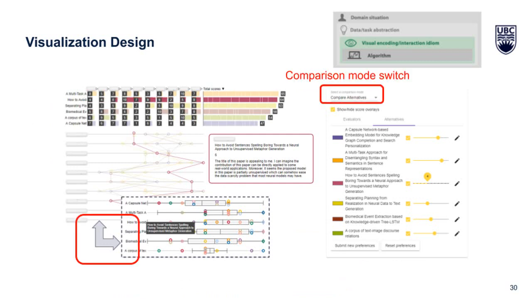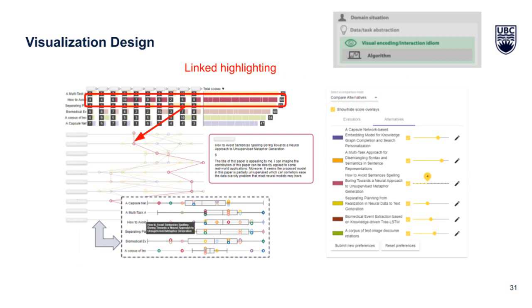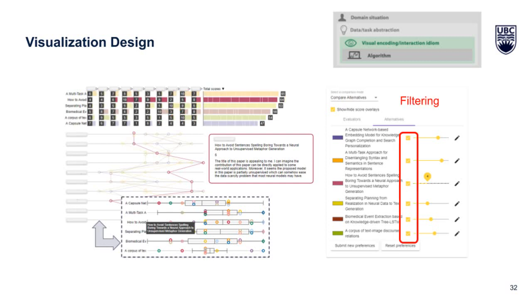The comparison mode switch toggles between comparing evaluators using box plots and comparing alternatives using parallel coordinates. Hovering over a mark highlights all marks associated with that alternative or evaluator, depending on comparison mode, by reducing the opacity of all other marks. Basic filtering was included in our prototype by allowing users to show or hide each evaluator or alternative.